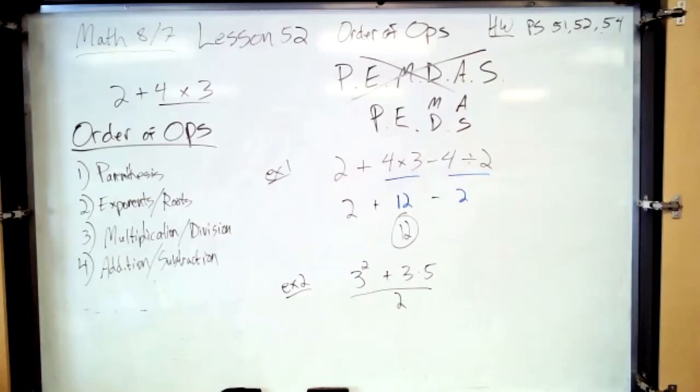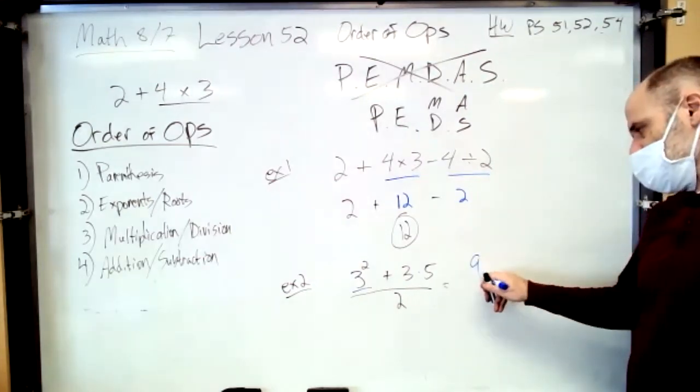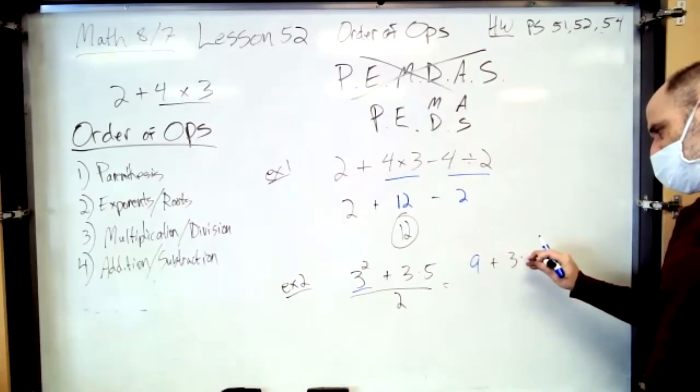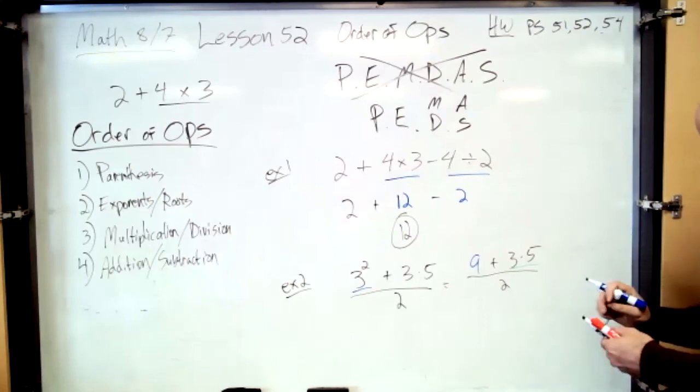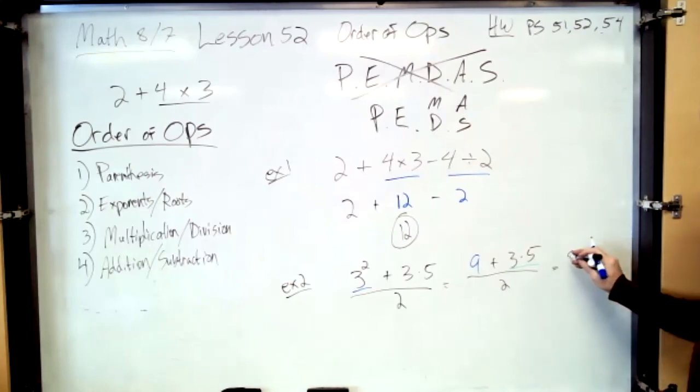What's 3 with this little 2 there? Oh, 3 times 3. Which is 9, right? No. So that's what we're doing. I'm not going to touch anything else. So I get 9 plus 3.5 all over 2. What do you do next? Multiply, right? So what's 3.5? 15. So this equals 9 plus 15 all over 2.